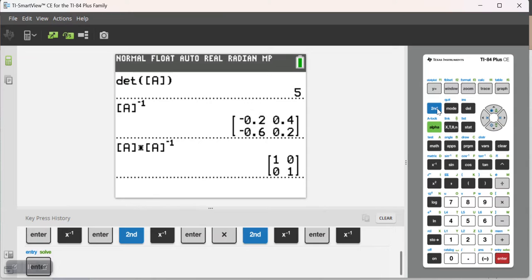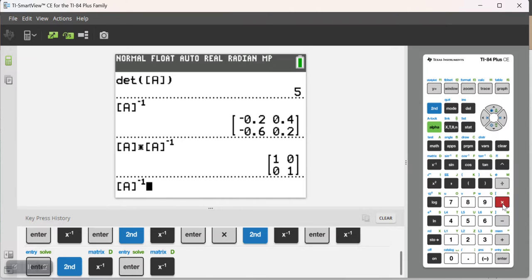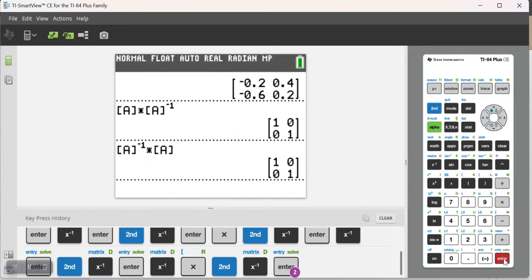And even though matrix multiplication is generally not commutative, watch what happens when I multiply A by its inverse in both directions. So now let's do A inverse first, and multiply that times matrix A. Right? Both produce the 2 by 2 identity. So in many cases, when you have square matrices and you have an inverse for that square matrix, that multiplication is commutative.